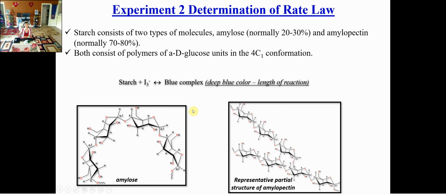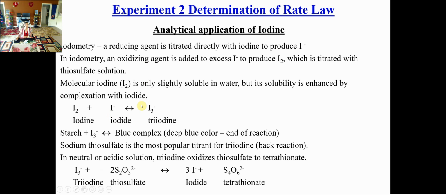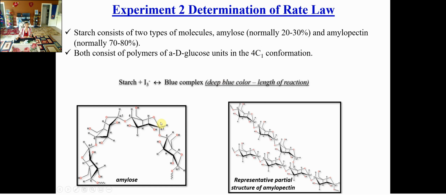That starch is going to react with your iodide. Actually, I should say triiodide, because this I negative doesn't really exist. You are going to produce I2 and I negative as a triiodide. This triiodide is going to be bonded through covalent bonding with the starch.